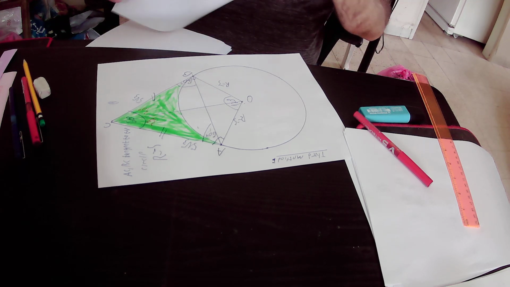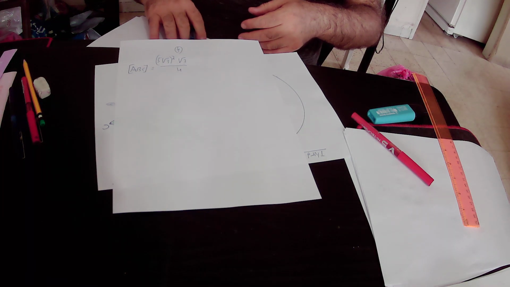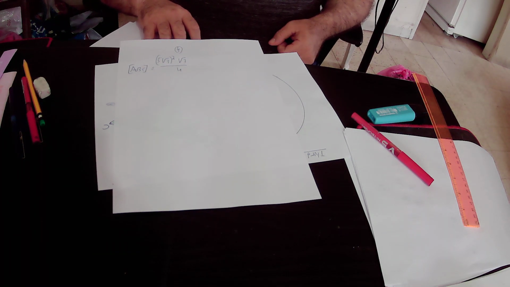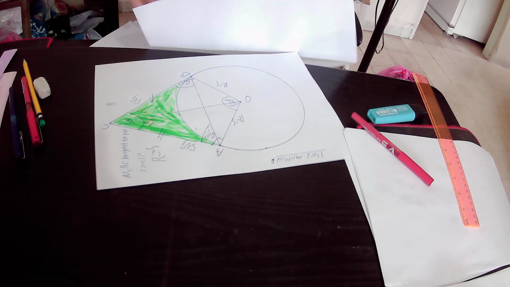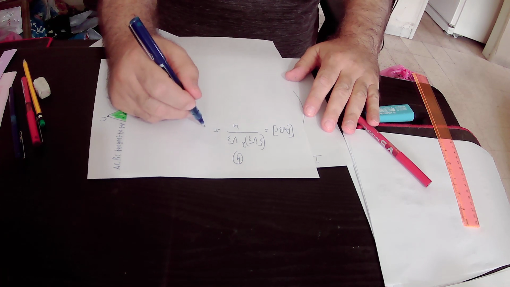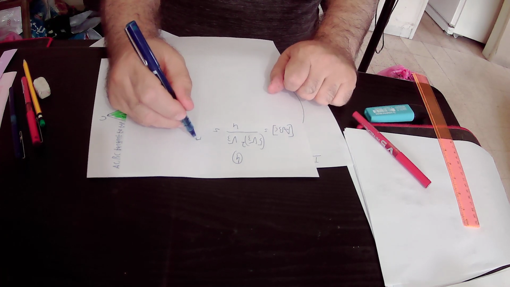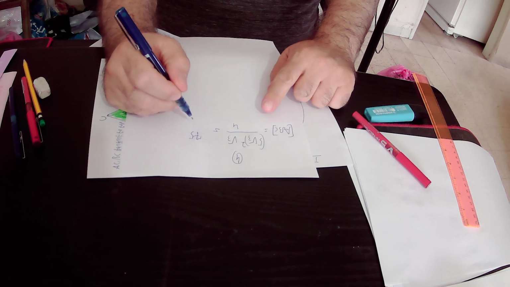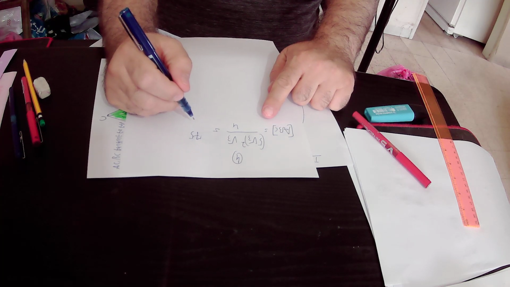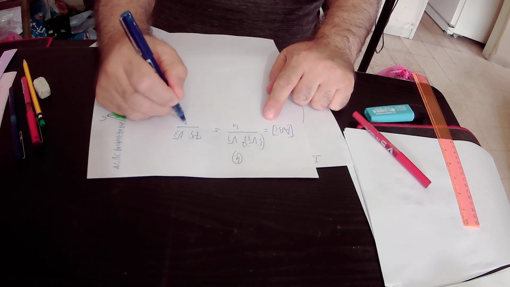Again, the area of equilateral triangle ABC will be equal to 5 times root 3 squared times root 3 over 4. So 5 times root 3 squared is 75, times root 3 over 4.